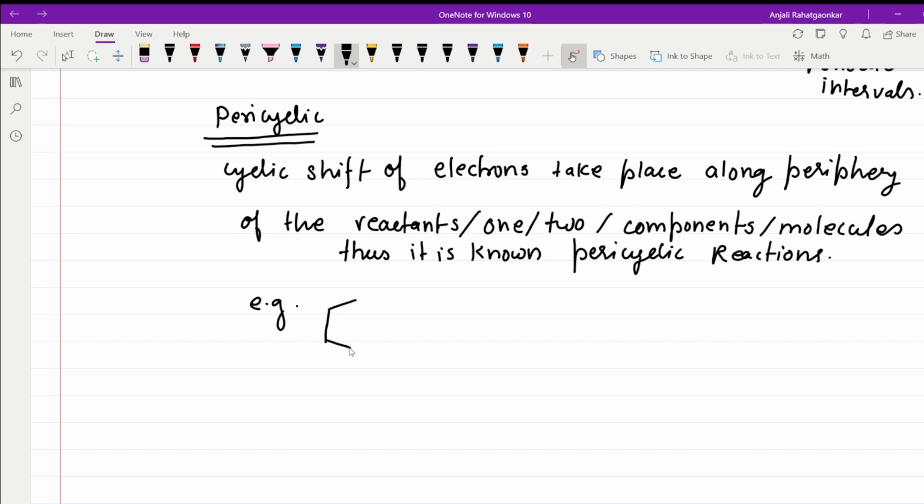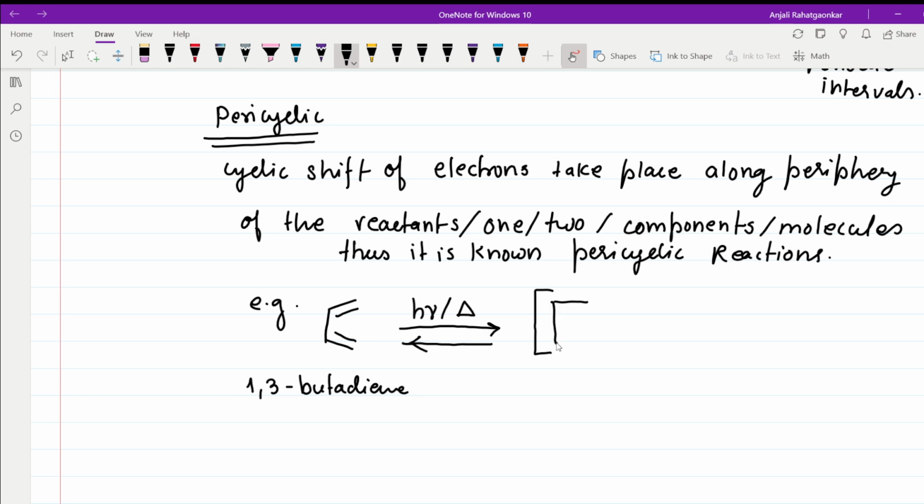So what is the name of this structure? It is 1,3-butadiene. So 1,3-butadiene undergoes the reaction. Later on I will explain why I have put hν and delta, because the reactions are thermally induced and also photochemically induced. So here I can explain the flow of electrons.